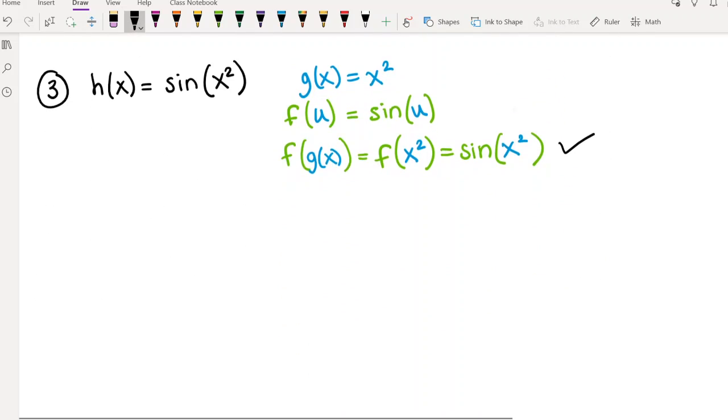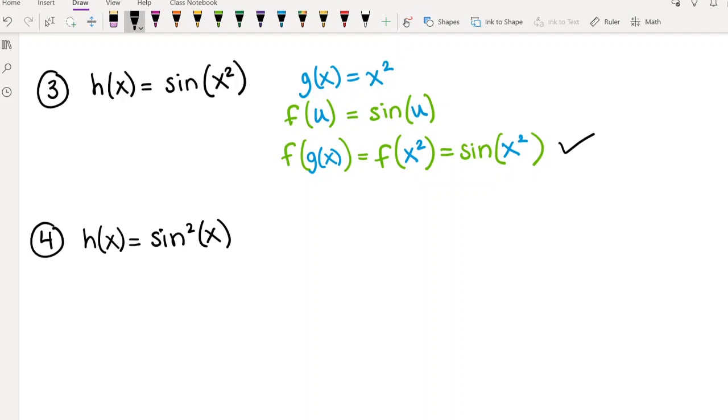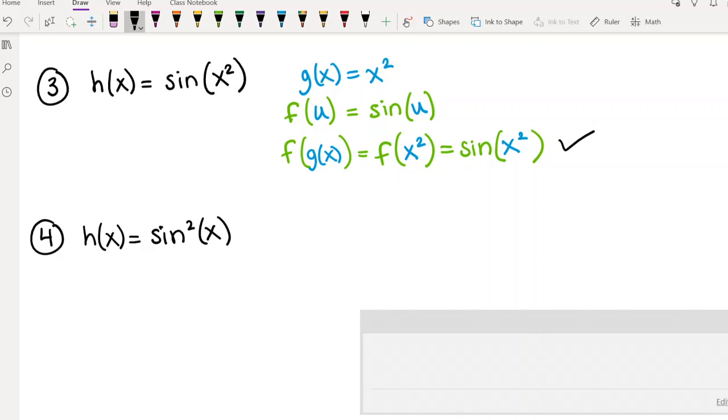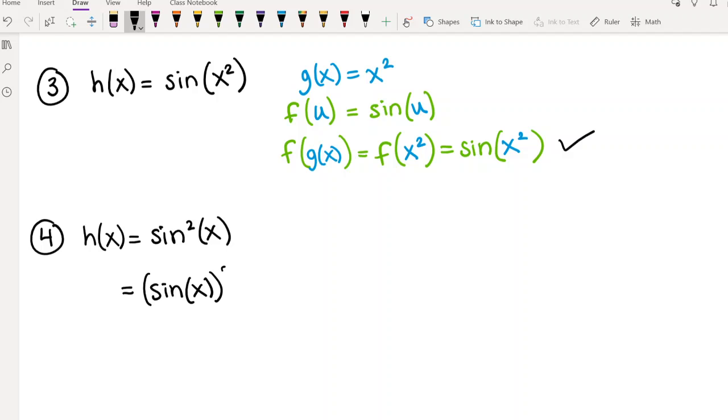Okay, last example. It's going to look kind of similar to the last one, but it's different. This is kind of a funny one because it requires that you remember what this notation means. So what does it mean when I write sine, then a little 2, and then x? That's just a fancy way of saying sine of x, squared. It's written that way so that you don't ever confuse it with this one, right?